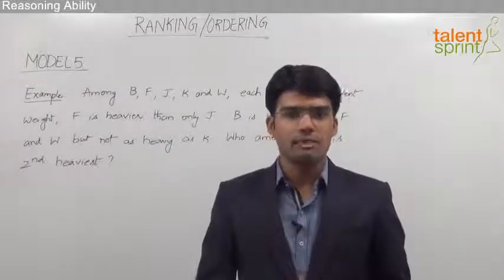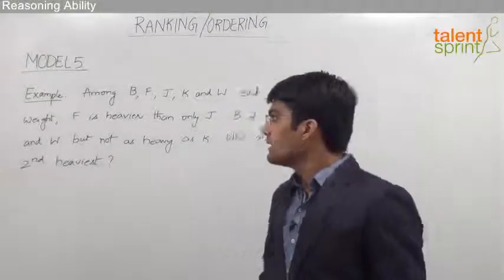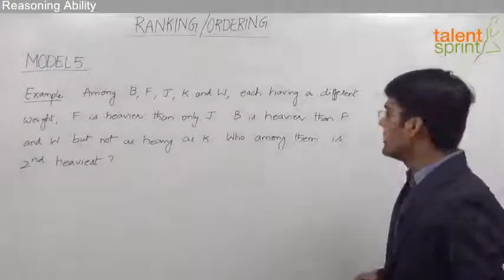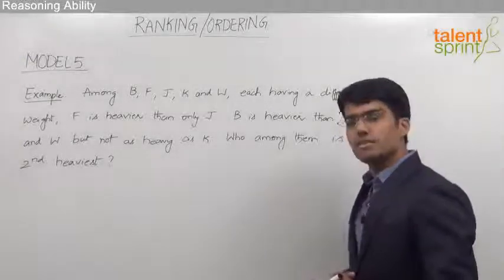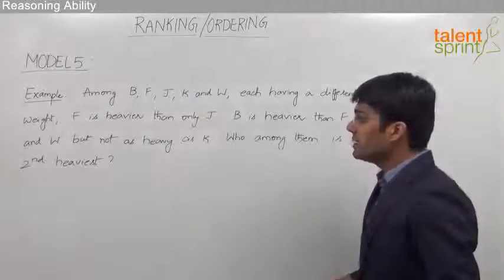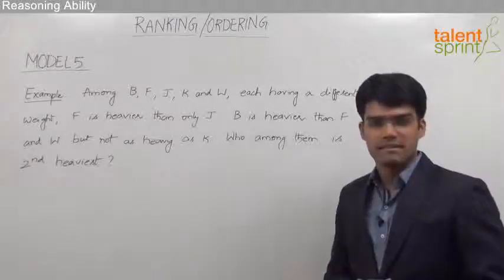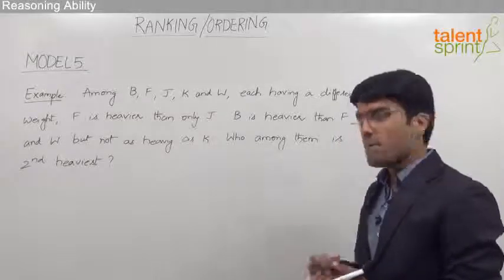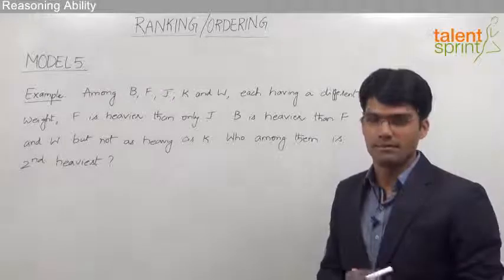Let us now take an example based on the inequalities and the keyword only that we have just learned. The question here is, among B, F, J, K and W, each having a different weight, F is heavier than only J. B is heavier than F and W, but not as heavy as K. Who among them is second heaviest? So here we are supposed to arrange the given 5 persons based on their weight and find out who among them is the second heaviest person.